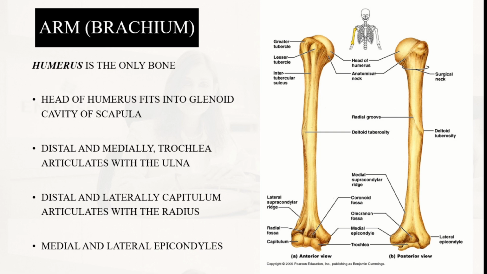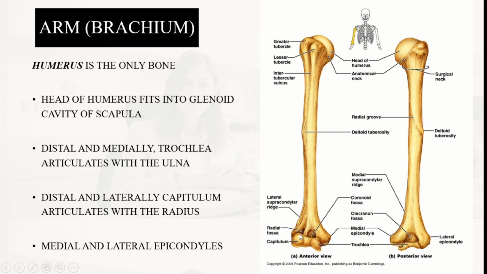Then distally and laterally, the capitulum articulates with the radius. Then medially and laterally we have the epicondyles. Okay, so this is the anatomy in terms of anterior view and posterior view. We have the capitulum.